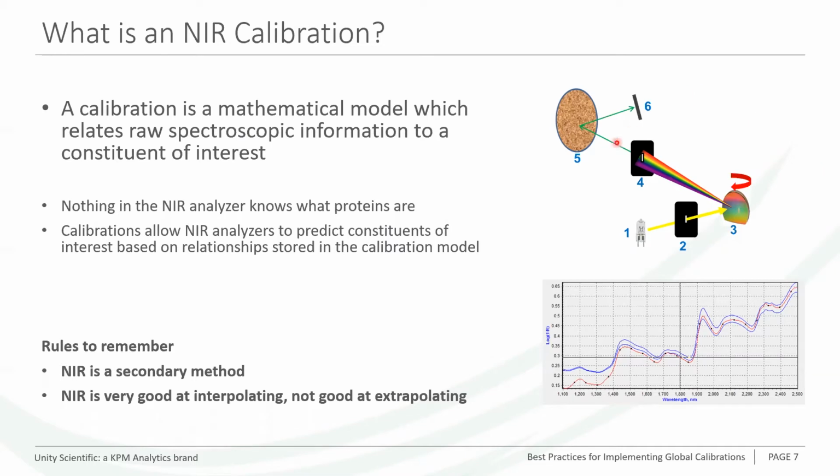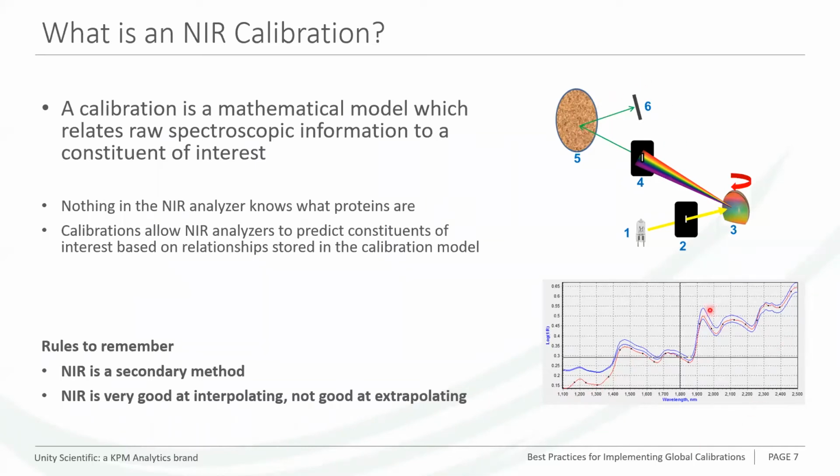So this is a little diagram of a scanning monochromator, but all NIR analyzers are doing somewhat similar things, just with various technologies. We're using a light source. Somehow we're separating out the wavelengths so that we can quantify individual ones. We're interacting with the sample either in reflectance or transmission, and we're quantifying what we see afterwards.